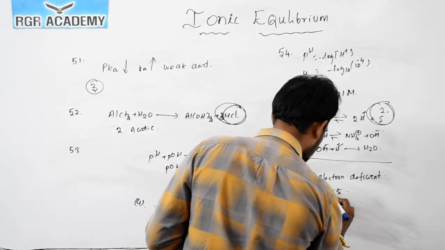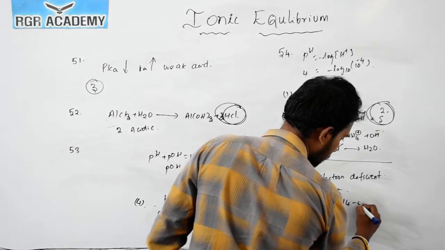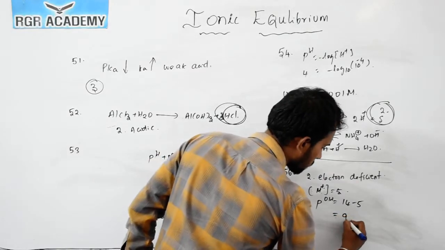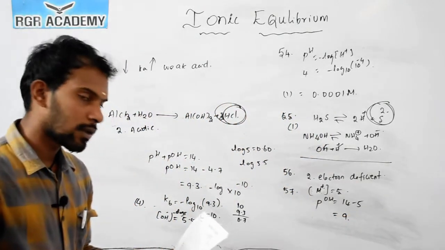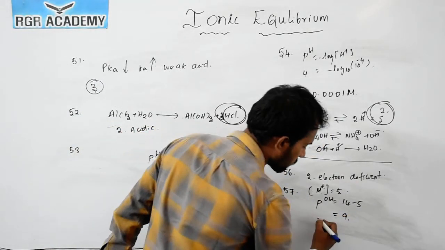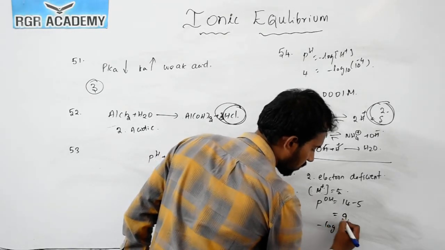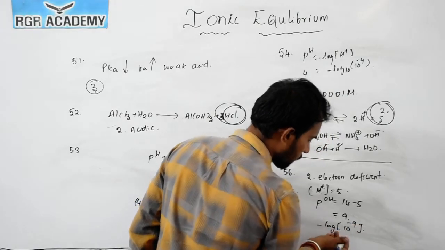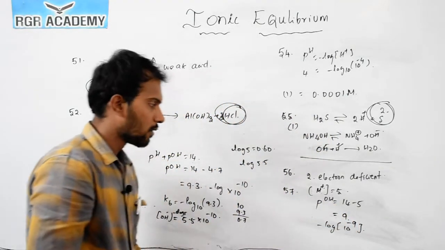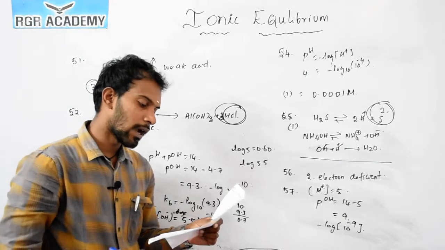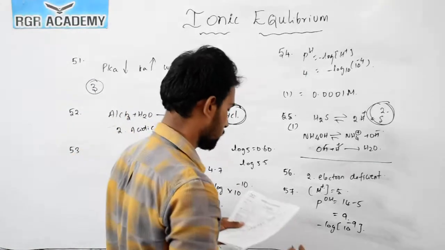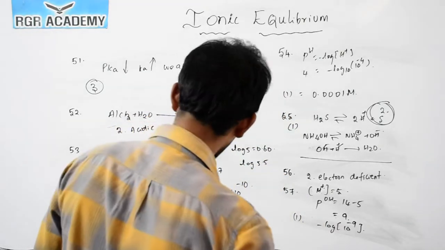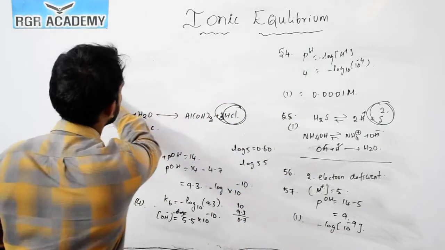So in this case pOH is equal to 14 minus 5, correct? So this value is 9. So minus log concentration of OH minus, so 10 power minus 9. Then when you take this value, only then you get 9. So the concentration of hydroxyl ion is 10 power minus 9. Answer is 1. Now see this question number 58.